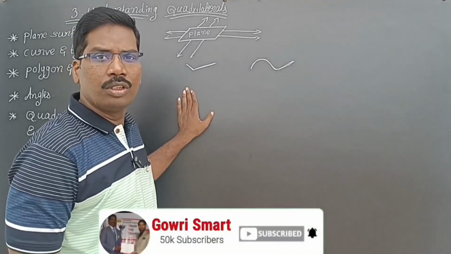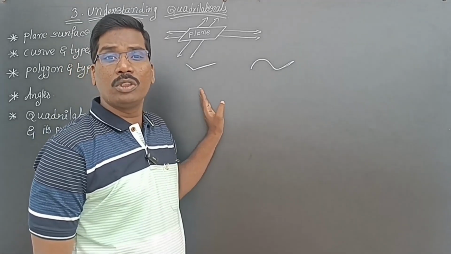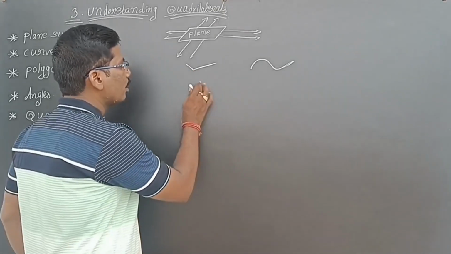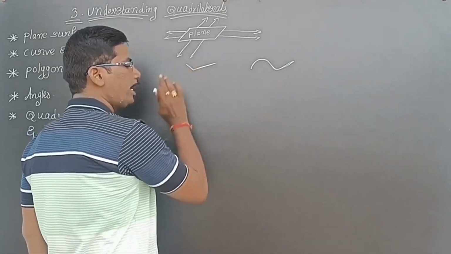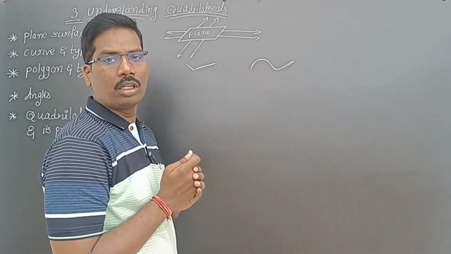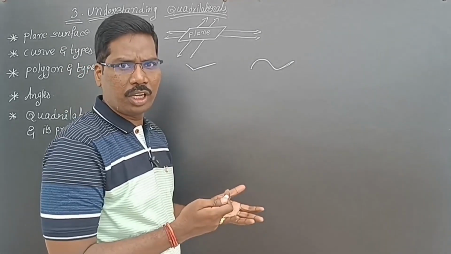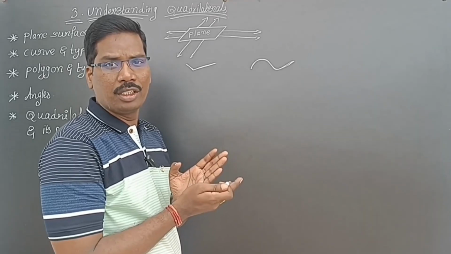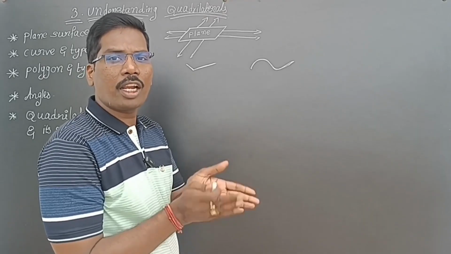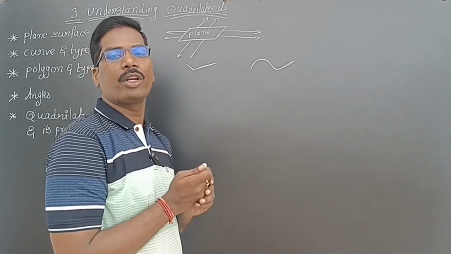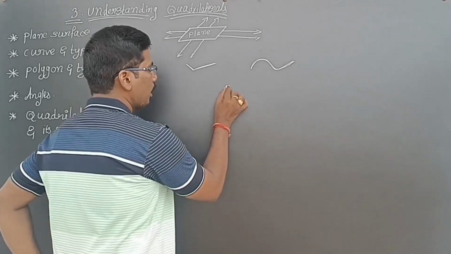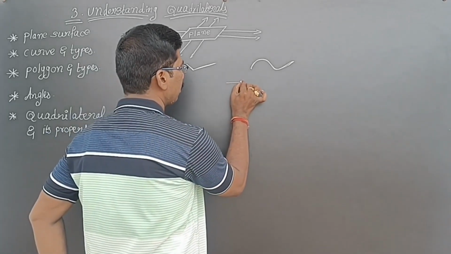So a smooth figure or a smooth drawn line which is turning or bending is called a curve. So I am drawing a smooth diagram, a smooth figure, or a smooth line. Which is bending or turning somewhere, that is called a curve. For example, see here, I am drawing like this.